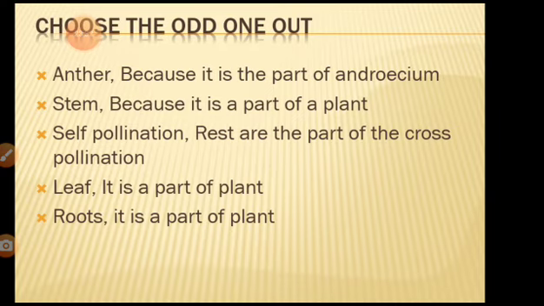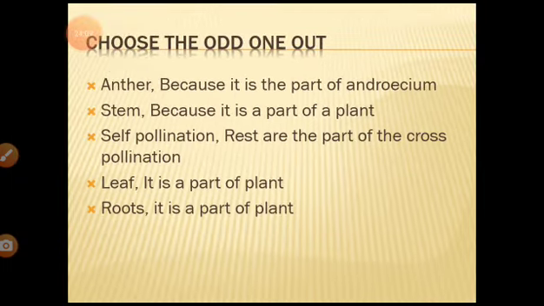Next is the leaf. Leaf is also part of a plant, but style, ovary and stigma are parts of the gynoecium, or you can say a flower. So leaf is part of the plant and the rest are part of the flower. Roots, same as there, roots are plant parts and the rest are parts of a flower. So this is the choose the odd one out.